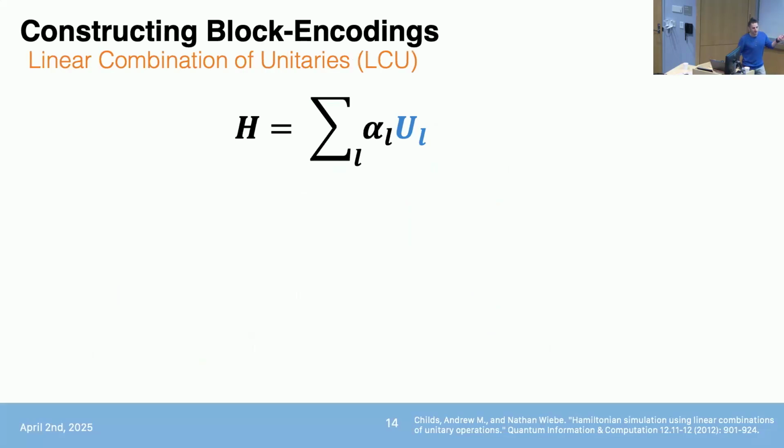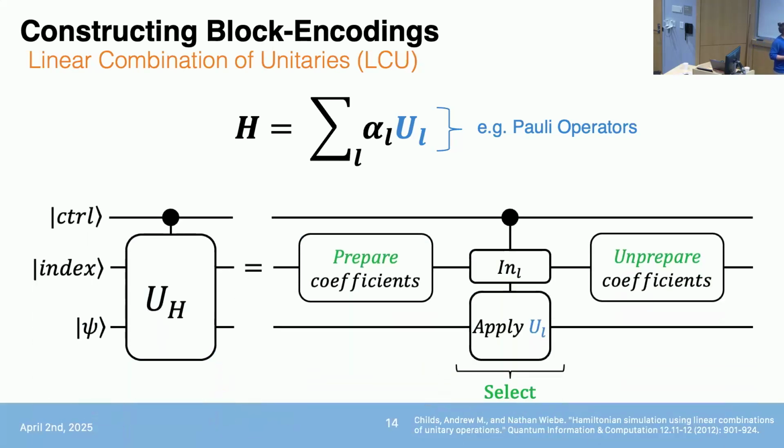Now, a much more intuitive framework for generating block encodings is called linear combination of unitaries. And again, to my knowledge, it comes primarily from Andrew Childs and Nathan Wiebe. The reason it's a little more constrained: assume I have a Hamiltonian written as a linear combination of unitaries, hence the name. You can imagine these unitaries are, for example, Pauli operators, and I have a polynomial number of them, so I'm not doing something exponentially hard. Then I can generate a block encoding of that Hamiltonian using these two oracles.